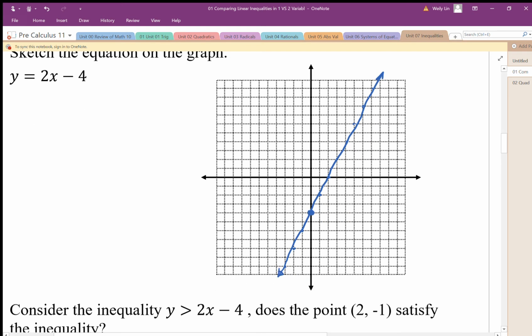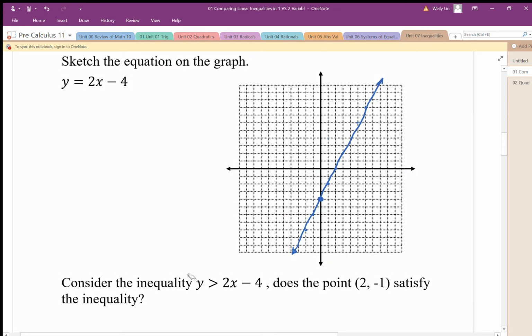Okay, so if I consider the inequality y is bigger than 2x minus 4, now I have an inequality and a two-variable system, so I have a two-variable inequality. Then I need to ask myself, does the point 2, -1 satisfy this inequality? So 2, -1 is right here.